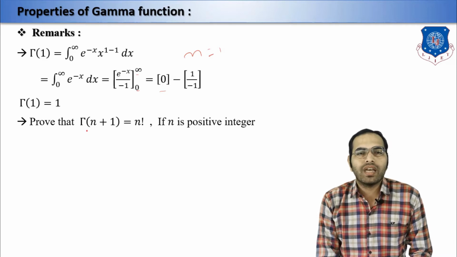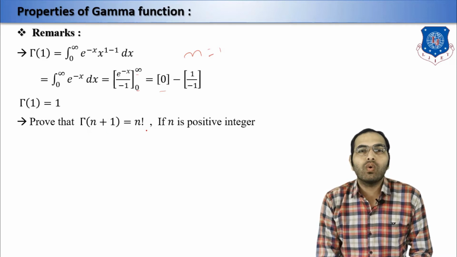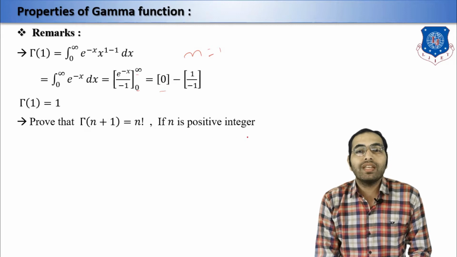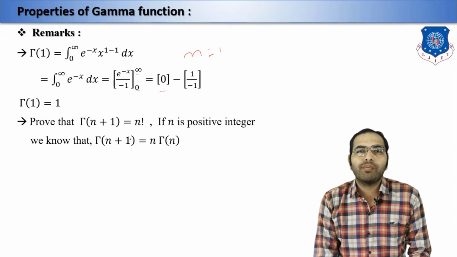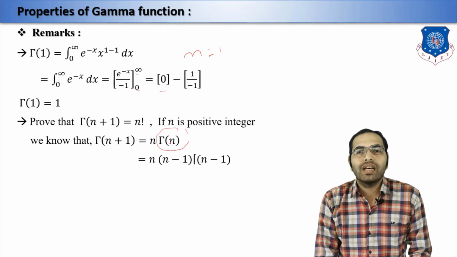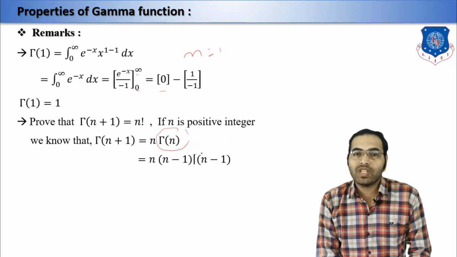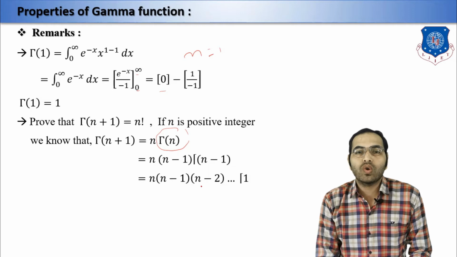Similarly, the second case: gamma n plus 1 equals n factorial if n is a positive integer. Let's see the proof of that particular property. We know that gamma n plus 1 equals n gamma n, that is a property of the gamma function. With the help of it, we can write gamma n as n minus 1 gamma n minus 1. Again we can write it as n minus 2 gamma n minus 2, and so on.